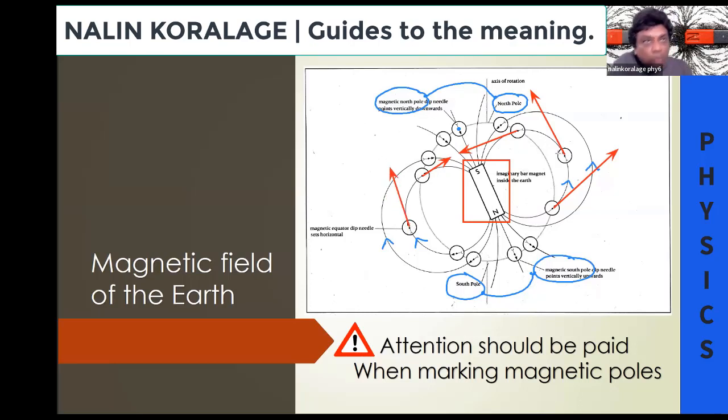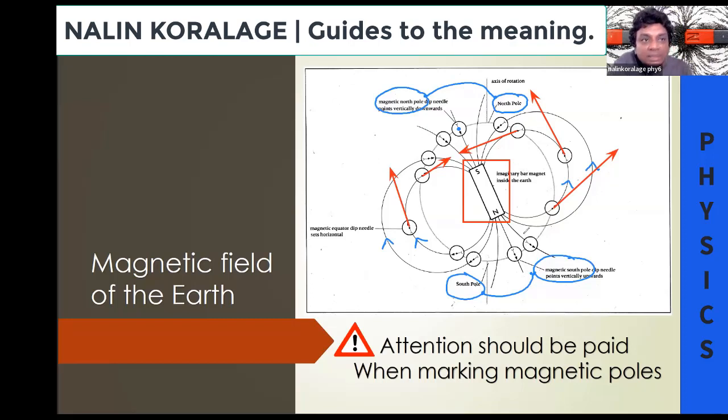Now these red arrowheads, which are the directions registered by the compasses, are from where to where of the magnetic field of the Earth? That's the question which can be raised in your upcoming paper, so we have to be careful answering that question.